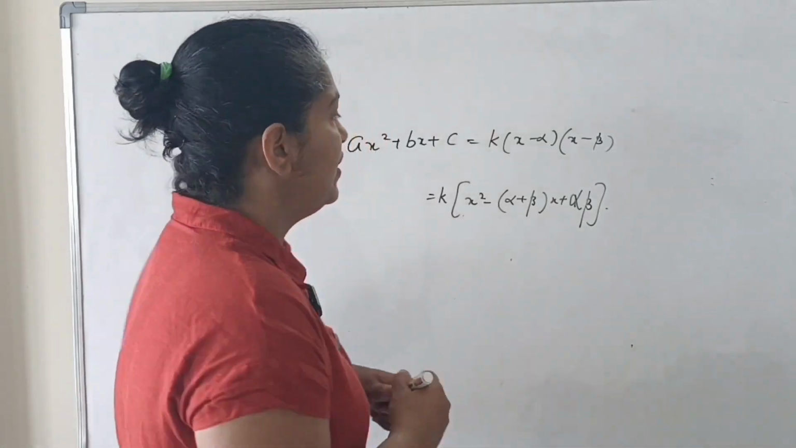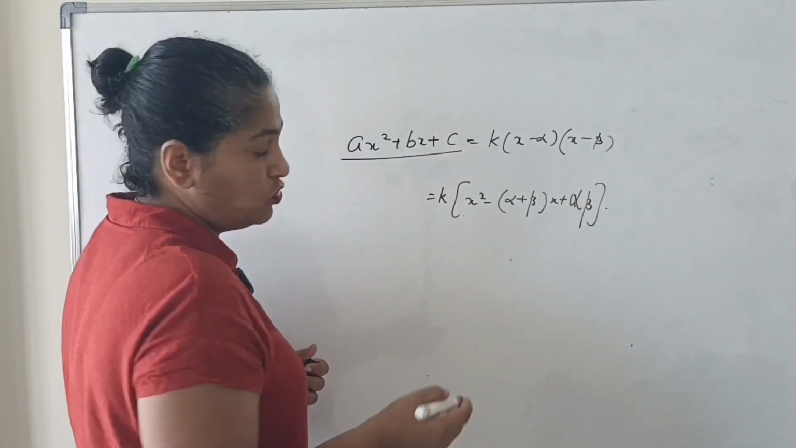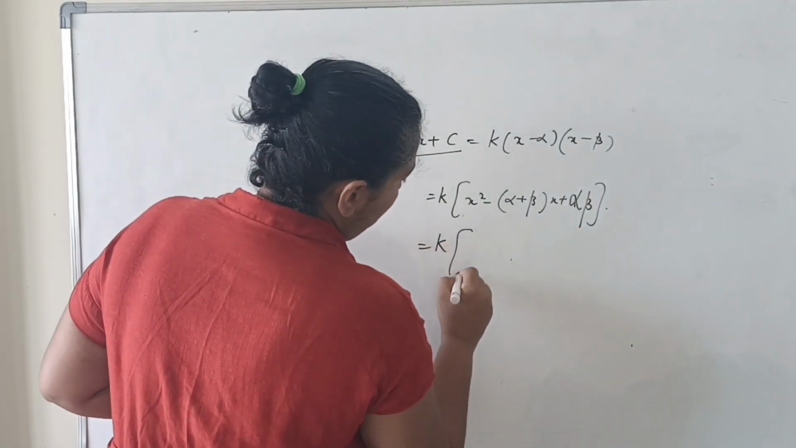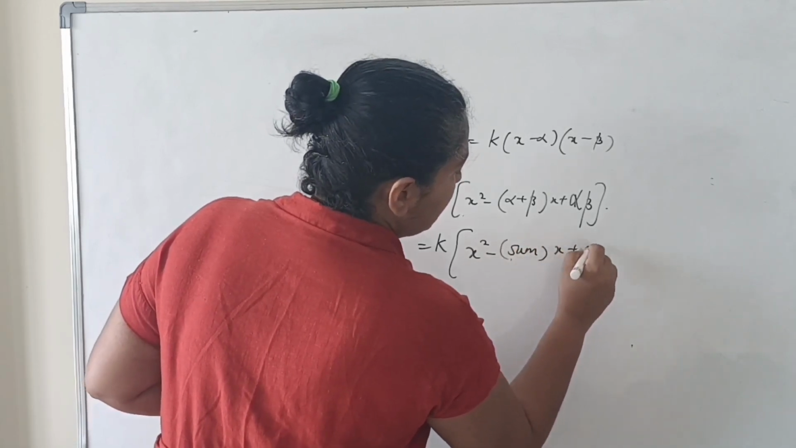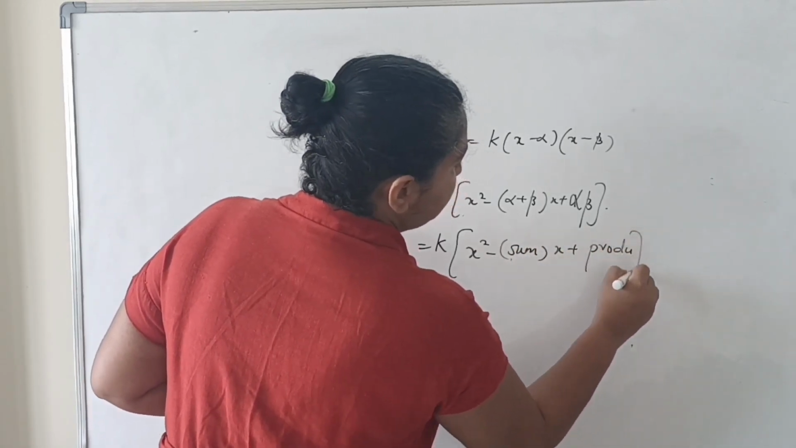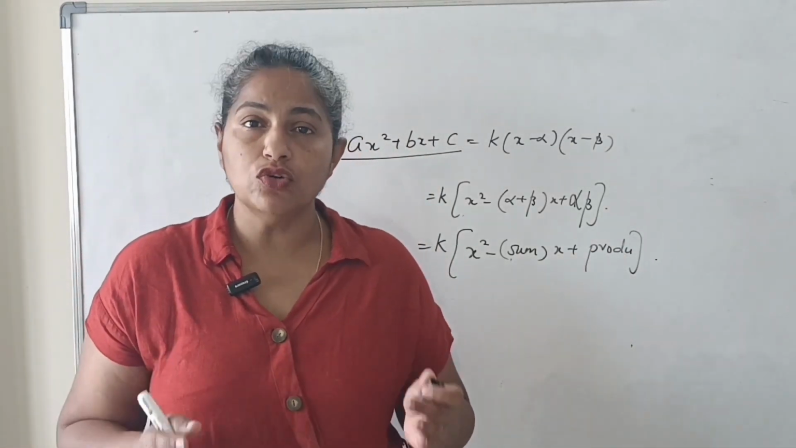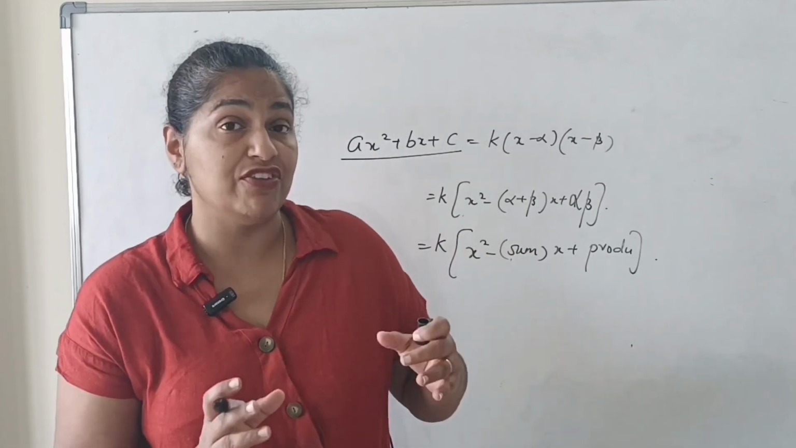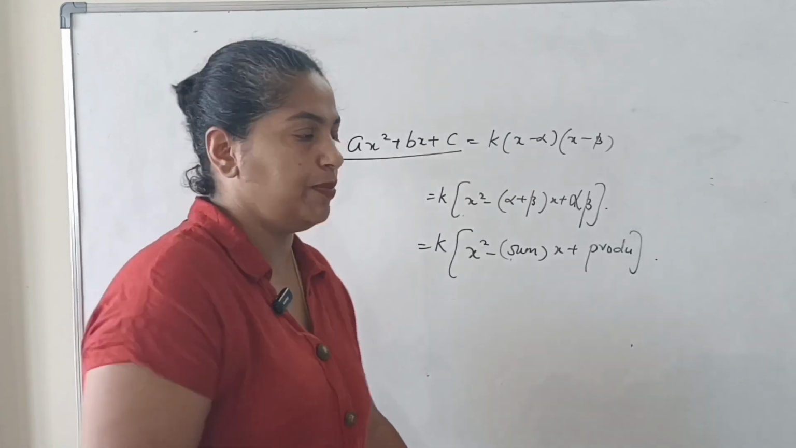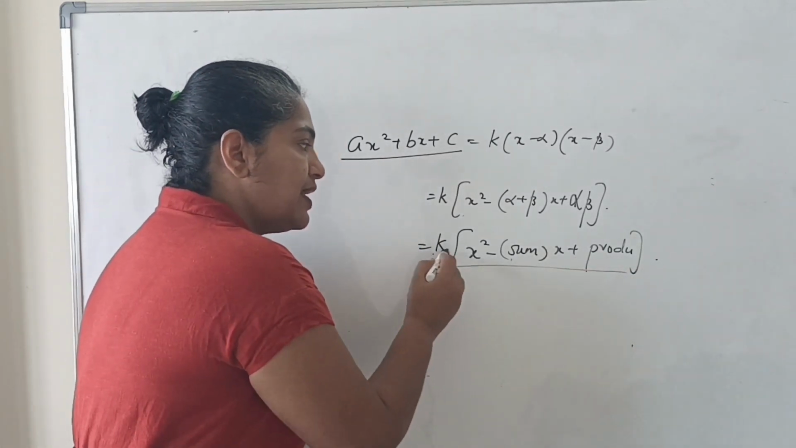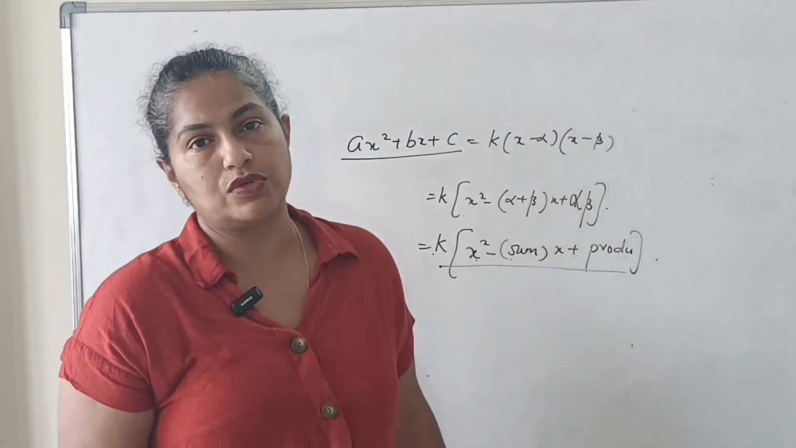Correct? Now, you can see that this is a given polynomial. Alpha and beta are the roots, which means the polynomial can also be written as x square minus sum of the roots into x plus product of the roots. Correct? So, whenever you are given the roots of a polynomial without mentioning what the polynomial exactly is, and they are asking you to write down the polynomial, this is how you write it down: k into x square minus sum of the roots into x plus product of the roots.